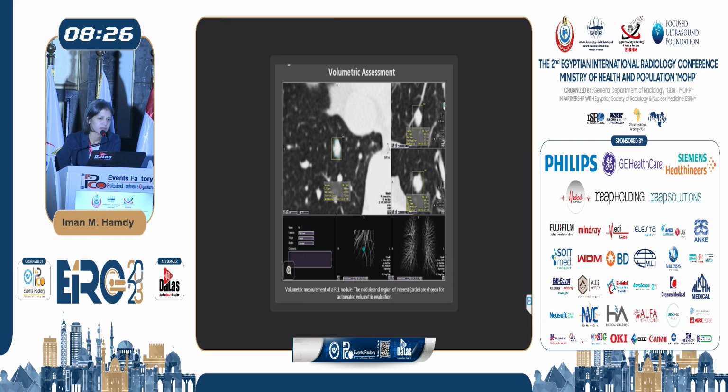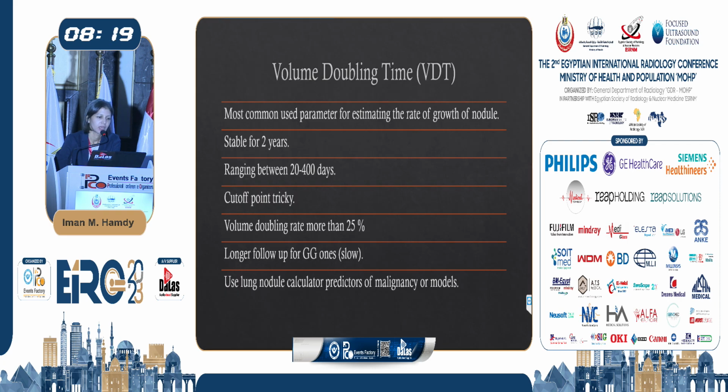And as will be discussed in the lung screening, we sometimes use a volumetric assessment with certain software. The volume doubling time is the most commonly used parameter for estimating the rate of growth. We consider it stable, as we said, if it's stable for 2 years, and the range is from 20 to 400 days. And we consider it increased if it increased by 25% or 26%. However, the ground glass nodules grow very slowly, and so they need longer follow-up.